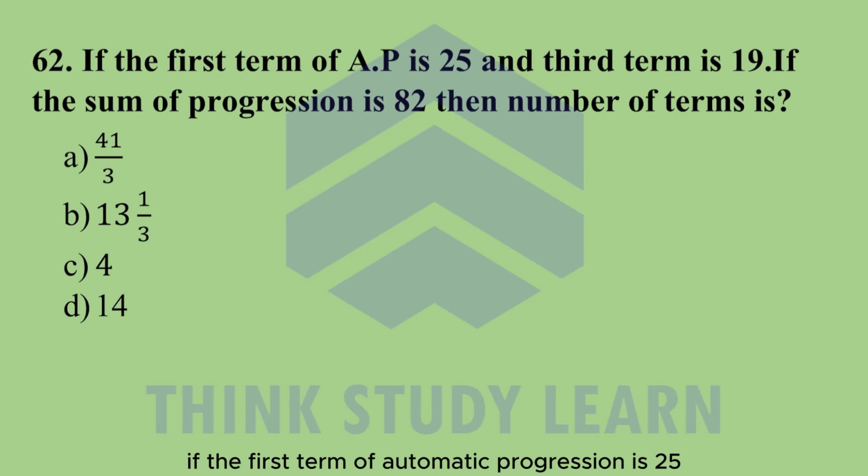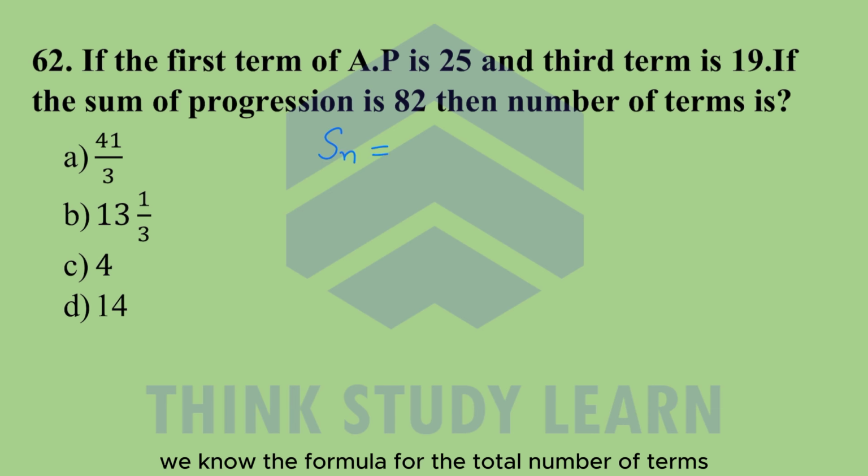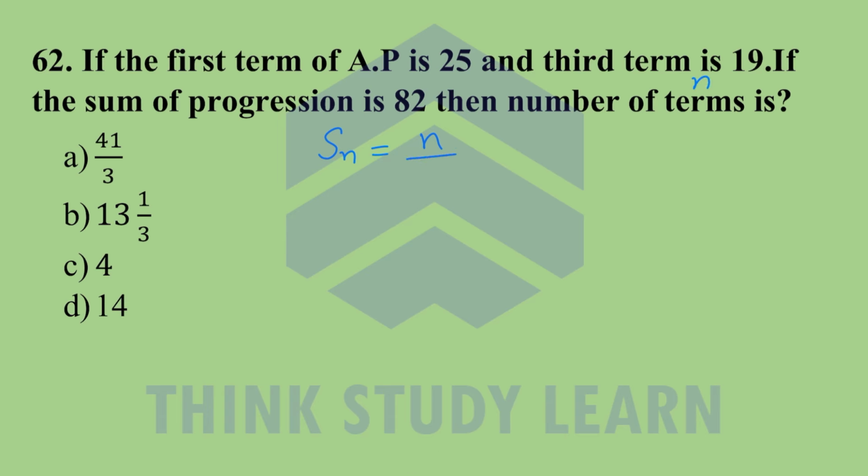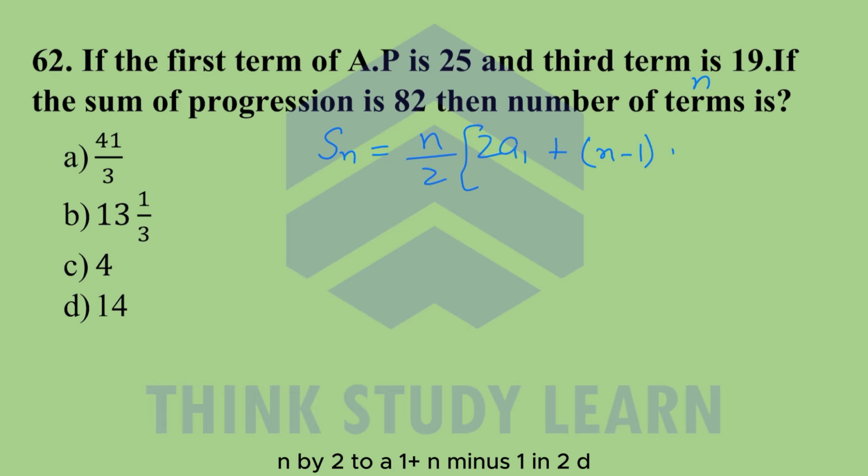If the first term of an arithmetic progression is 25 and the third term is 19, and if the sum of the progression is 82, then we have to find the total number of terms. We have to basically find n, and the formula for the sum of an arithmetic progression is Sn equals n by 2 into 2a1 plus n minus 1 into d. A1 is given, A3 is given, and Sn is also given, which is 82. We have to find D.